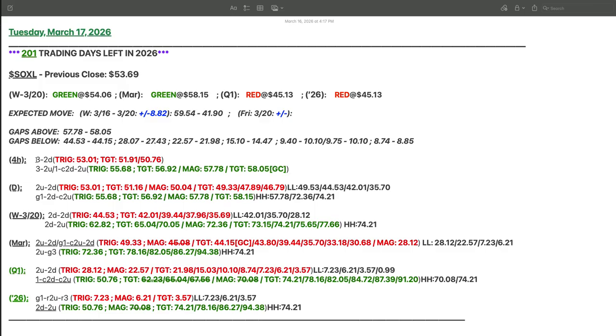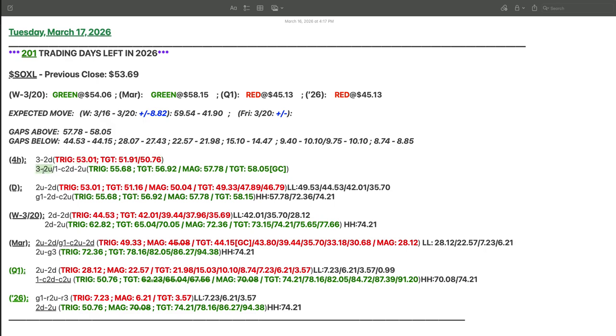All right, we just talked about on the 4 hour, there is the potential for the 3-2 down, which could reverse into a 3-2 down, 2 up. So you want to really watch how that 2 down closes. If we do go 2 down in that first 4 hour candle, that 2 down would trigger at 53.01, and we've got targets of 51.91 and 50.76 out here for you.